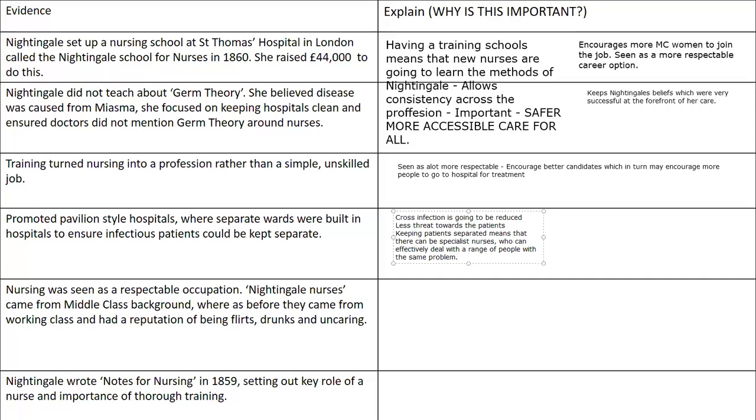Not just this as well, but these pavilion-style hospitals were made out of material that was easy to clean, which links back to Nightingale's aspect on cleanliness, which is really important. Nursing was seen as a respectable occupation. Nightingale nurses came from middle-class backgrounds, whereas before they came from the working class and had a reputation for being flirts, drunks, and uncaring.